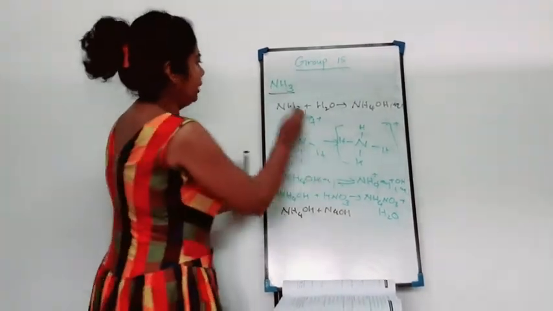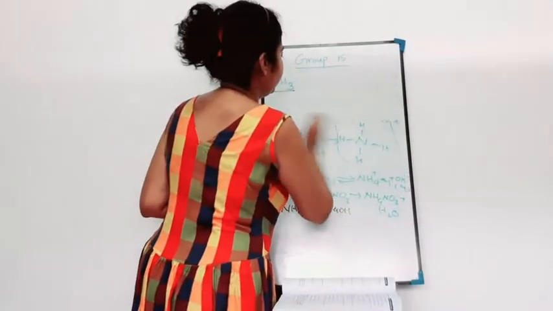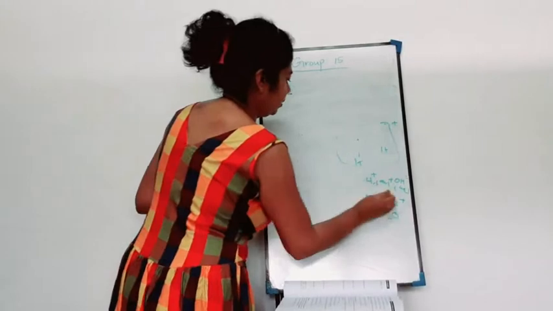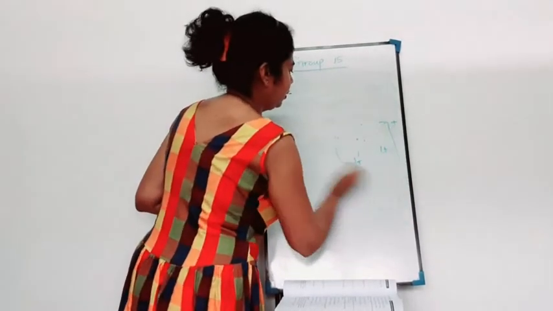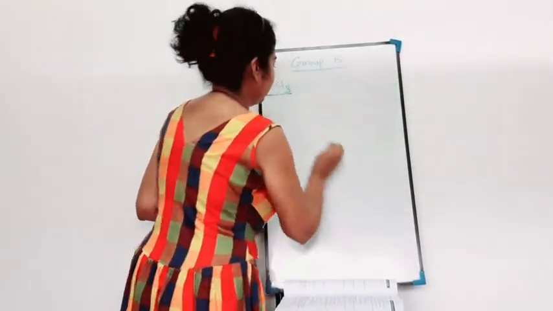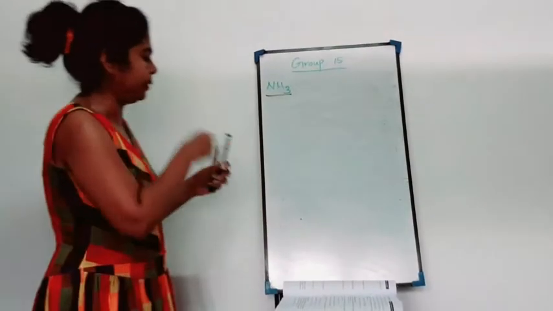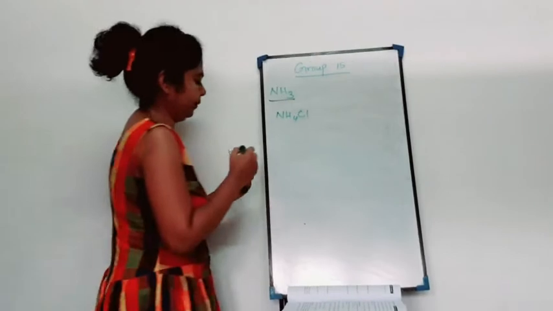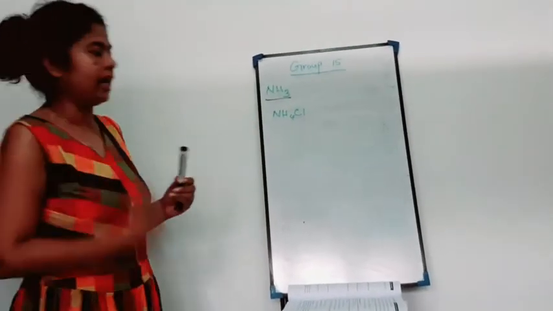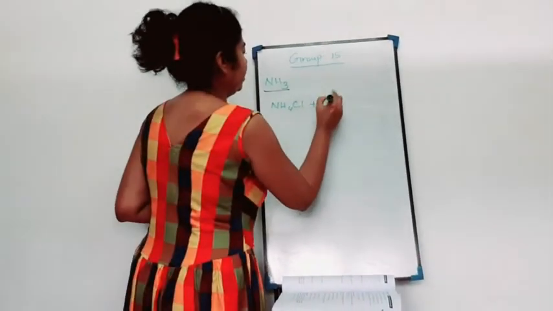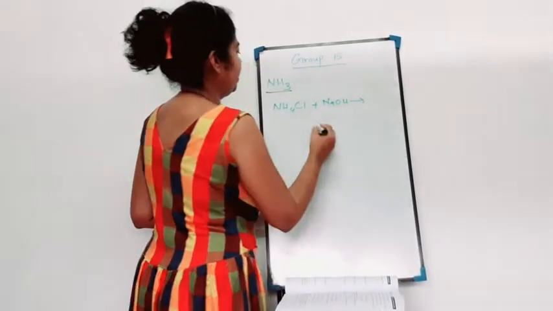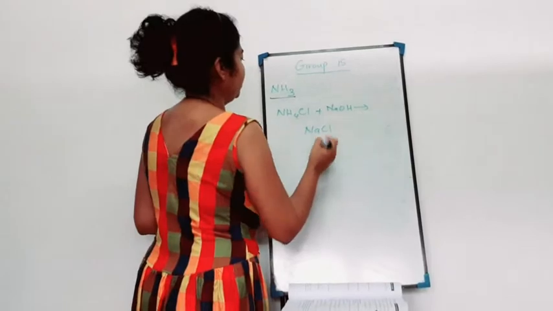Then another thing, if we take ammonium chloride, this is very special, ammonium chloride. Right? This ammonium chloride, when it reacts with sodium hydroxide, it produces sodium chloride.